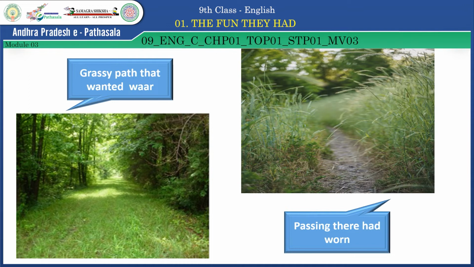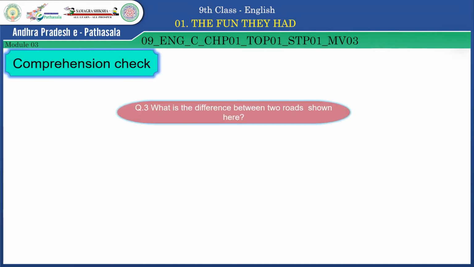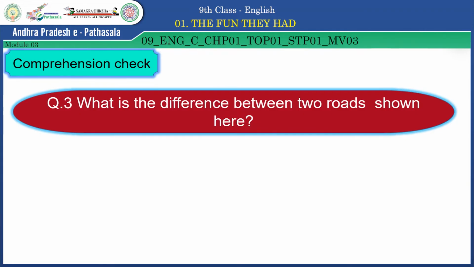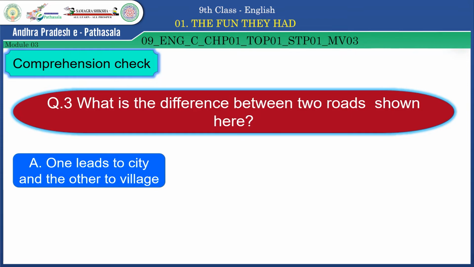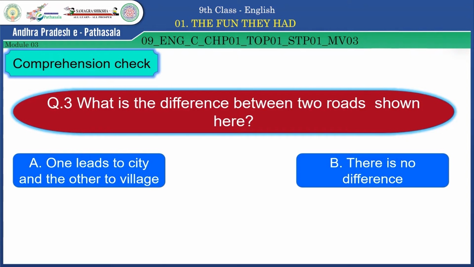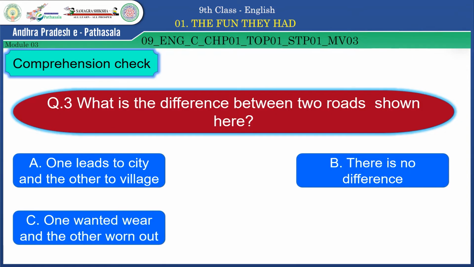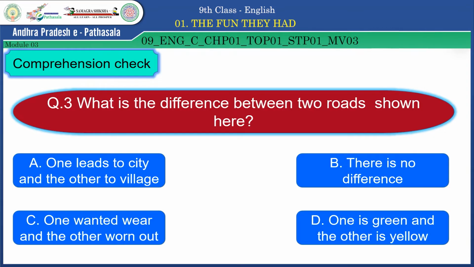Shall we check a question? What is the difference between the two roads shown here? One leads to the city and the other to the village? Or there is no difference? Or one wanted wear and the other is worn out? Or one is green and the other is yellow? As you have read the second stanza, refer to that and answer this question.